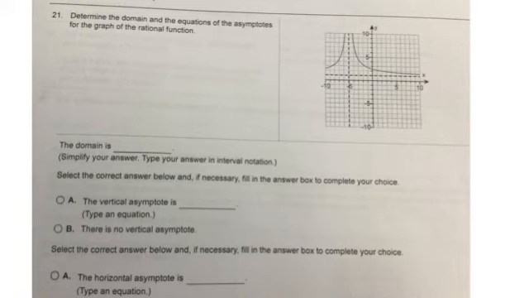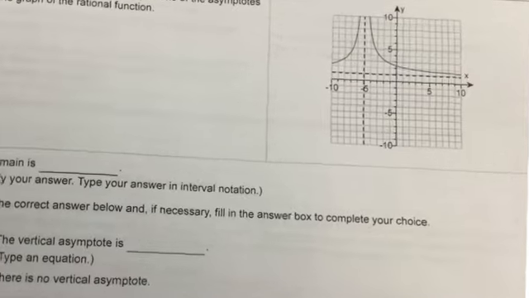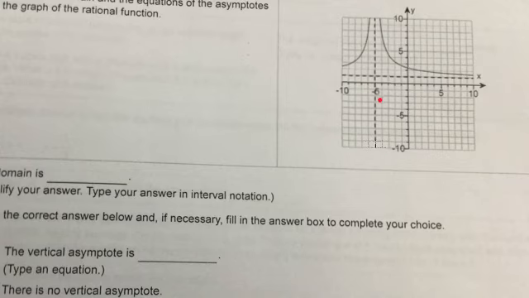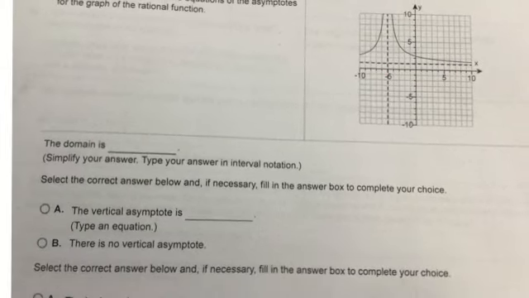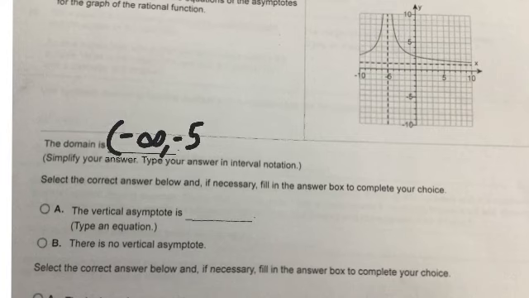I'm given a graph of a rational function. I want to first identify the domain, so that's the possible x values. Well, the only place I have a problem with my x values is where I have a vertical asymptote, which happens right here. So that's at negative 1, 2, 3, 4. It's at negative 5. So my domain would be everything but negative 5. The domain is from negative infinity to negative 5, and from negative 5 to infinity.